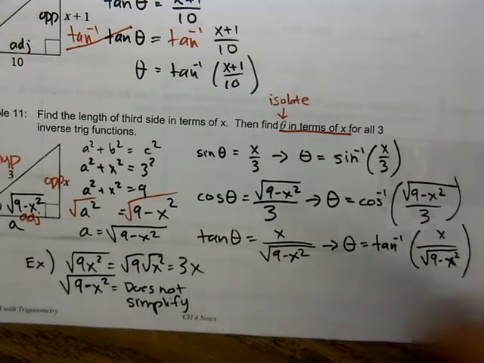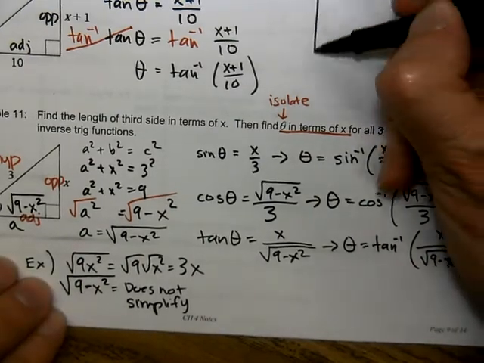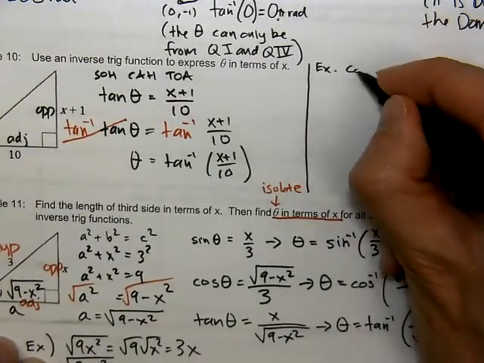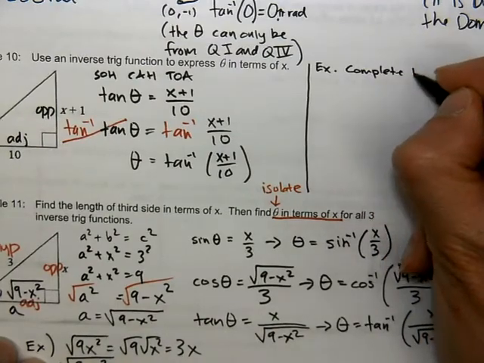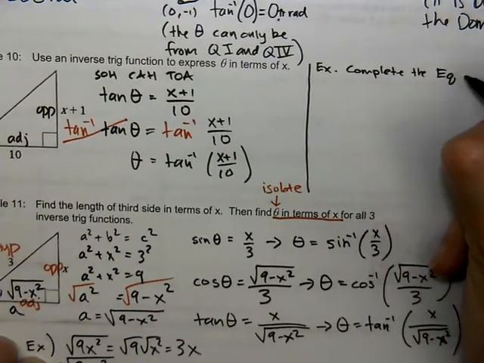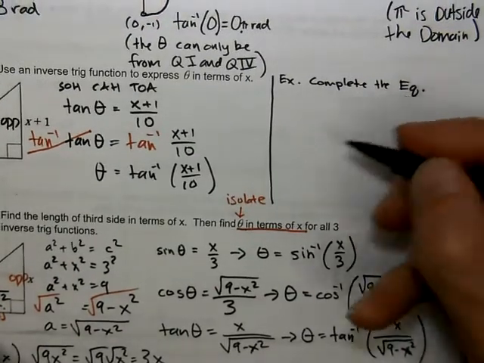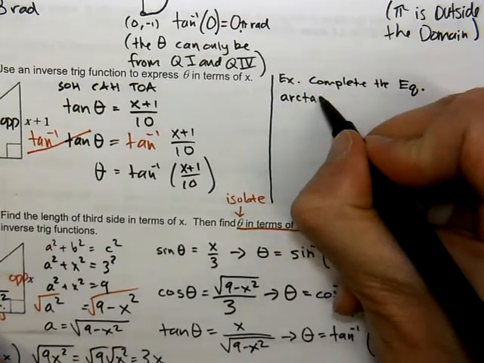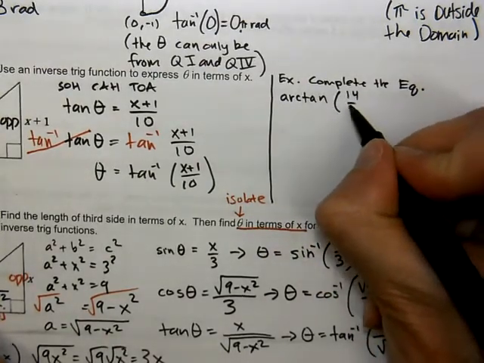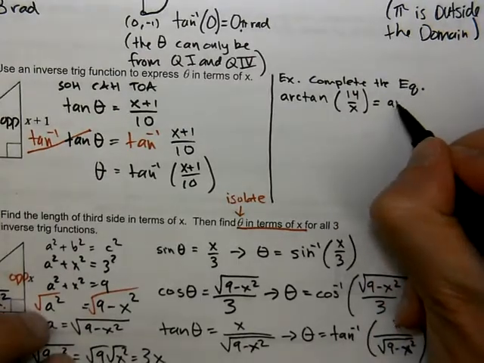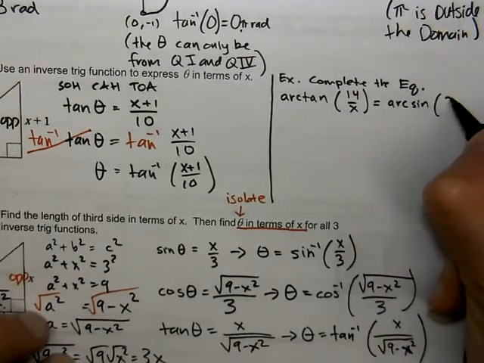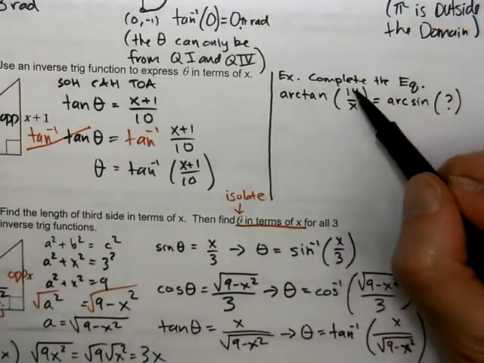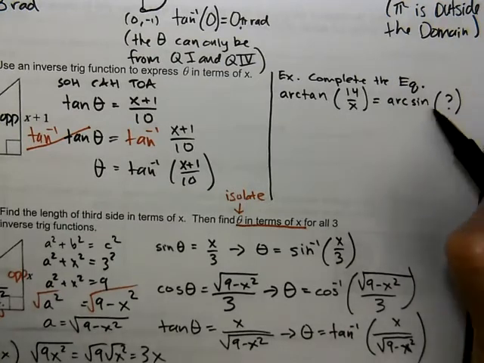Okay, one final example, and I'm going to try and fit that in right here next to example 10. Let's complete the equation. Now, actually, the work is very similar to what we've already been doing here. It's just going to look different. Here is arctangent of 14 over x equals arcsine of question mark. So we want to figure out what goes in the question mark. Arctangent of 14 over x equals arcsine of what ratio?